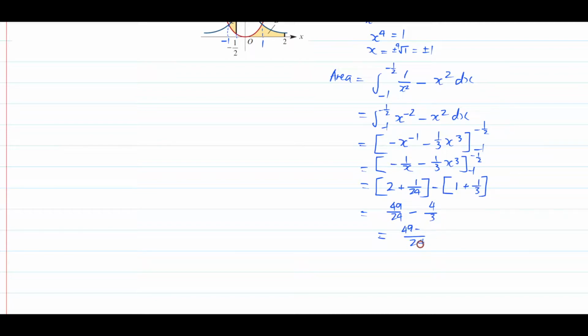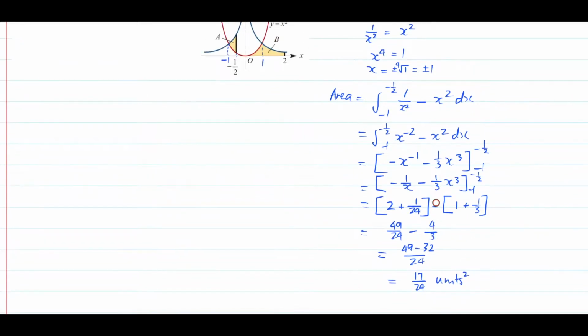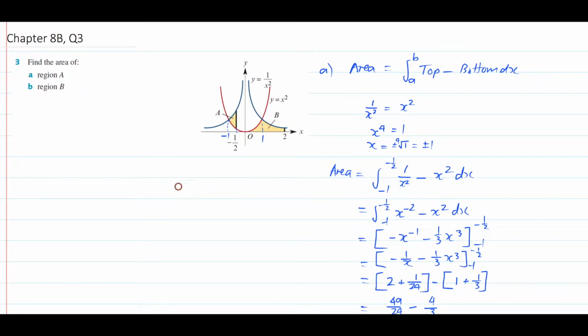Okay, so to get 3 to 24, you multiply by 8, you do the same thing on your numerator, and there we go. Our final answer would be 17 on 24, and then because it's area, you put units square. And that's it, guys. That is for region A. Now, region B, I'll do on the left-hand side over here.